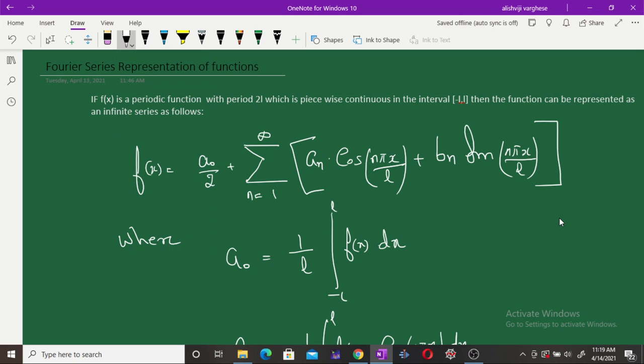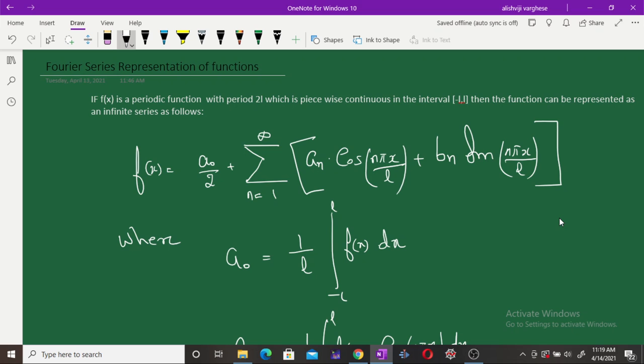Then the function can be represented as an infinite series, which is given by f of x is equal to a naught by 2 plus sigma n equals 1 to infinity of a n cos n pi x by L plus b n sin n pi x by L, where a n and b n, and a naught, are the Fourier coefficients. L is the length of the interval minus L to L in which the function is defined, and it has a period of length 2L.